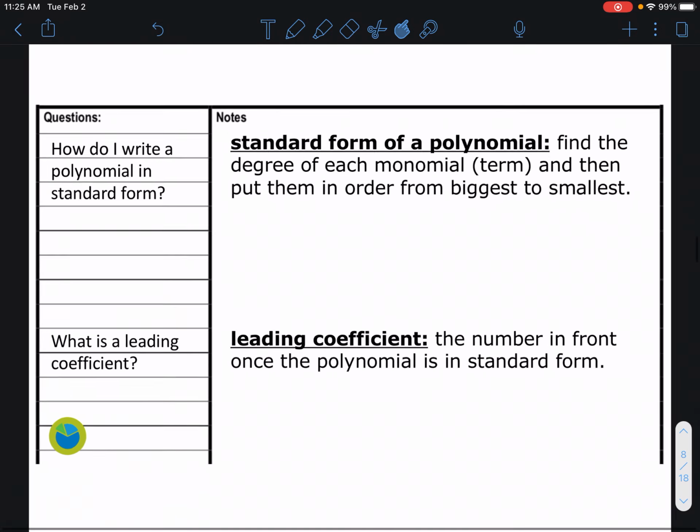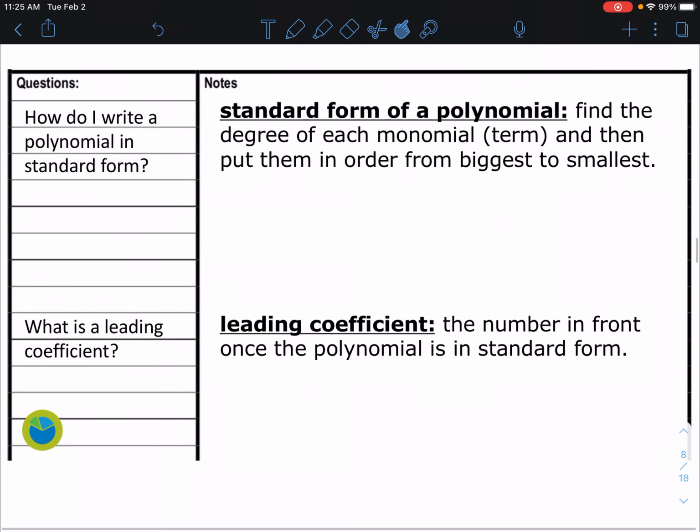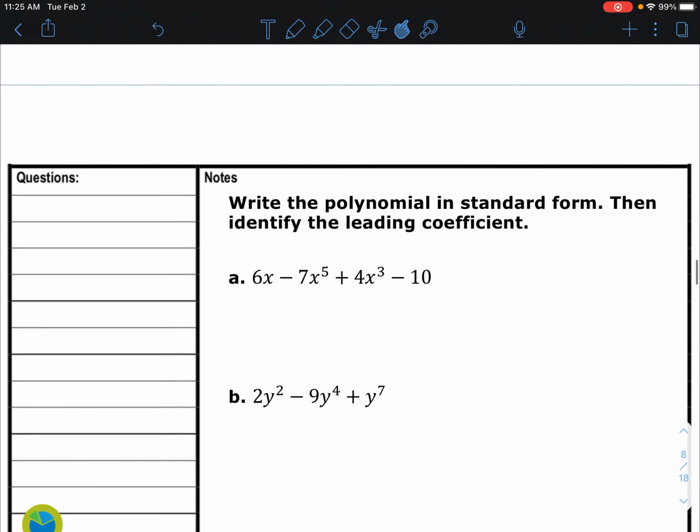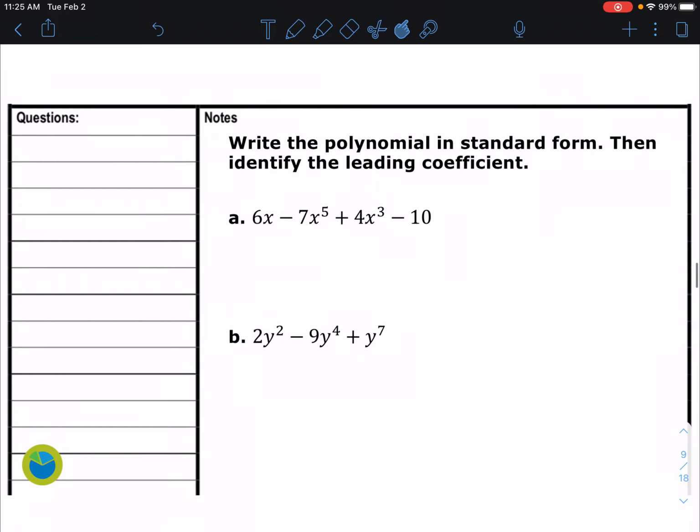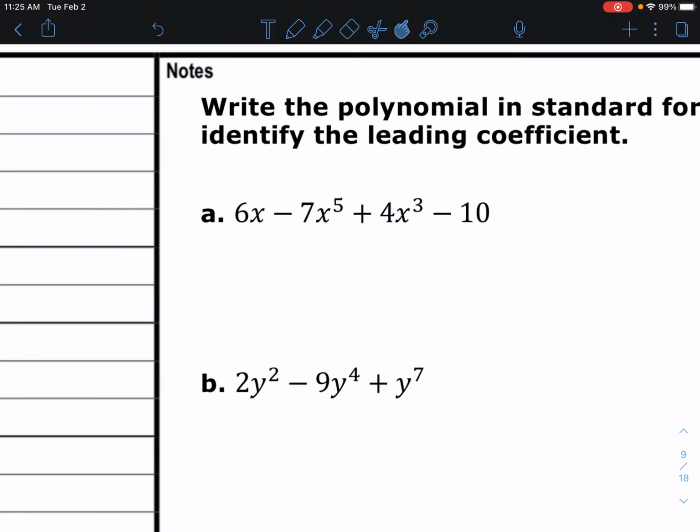All right. A couple other things that we're going to learn here today is how to write a polynomial in standard form. You're going to find the degree of each term or monomial and then put them in order from biggest to smallest. And then leading coefficient. This is the number that's in front once the polynomial is in standard form. Okay, so let's do that. Write the polynomial in standard form and then identify the leading coefficient.